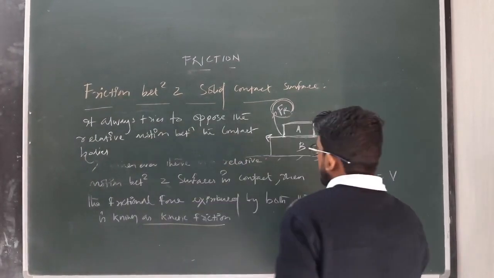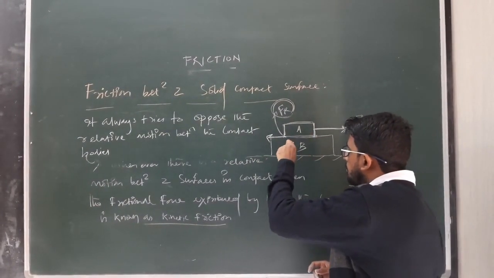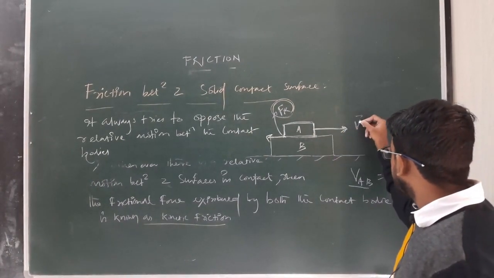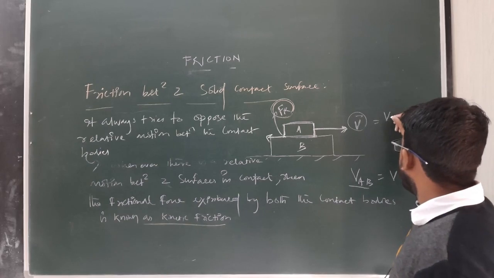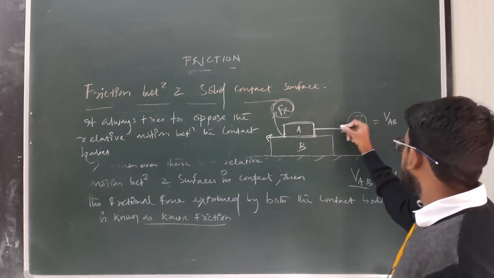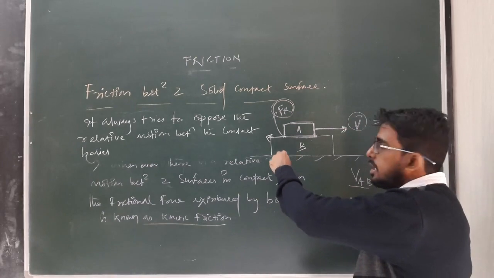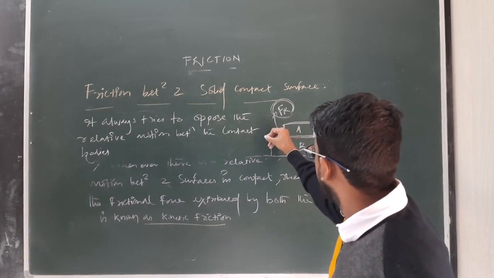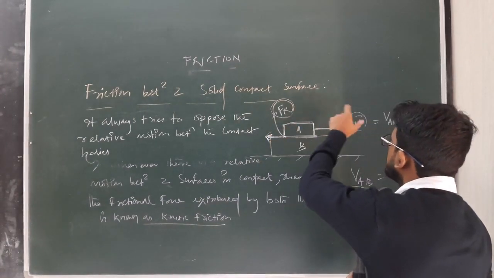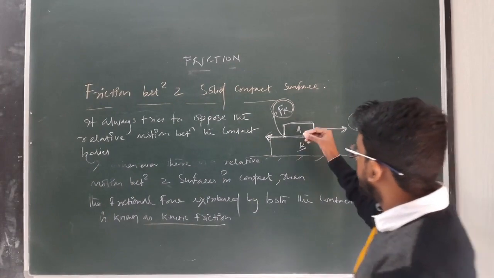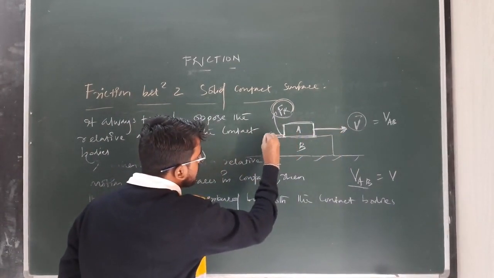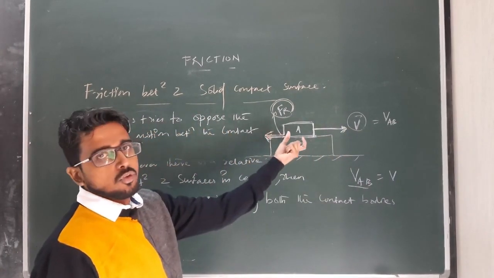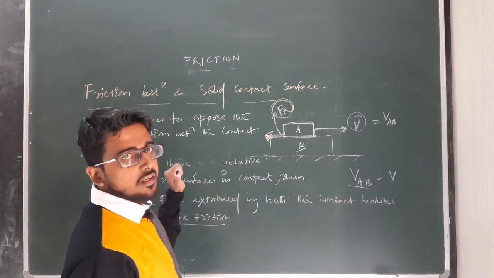Or else, if we are considering the motion of B with respect to A, here B is at rest and the block A is moving along this direction. The relative velocity of A with respect to B is along this direction. So the frictional force experienced by A with respect to B is along this direction, because this force always tries to oppose the relative motion. And as here there is a relative motion, the type of frictional force is known as kinetic frictional force.